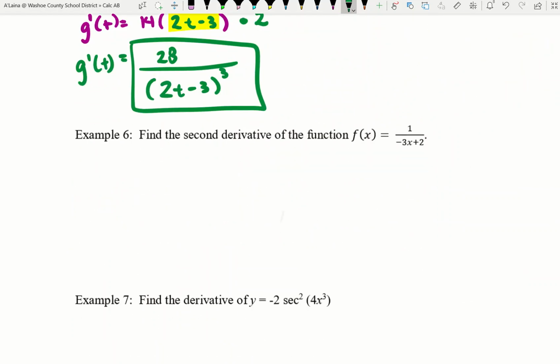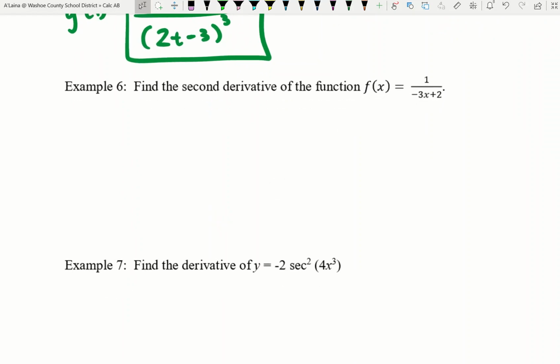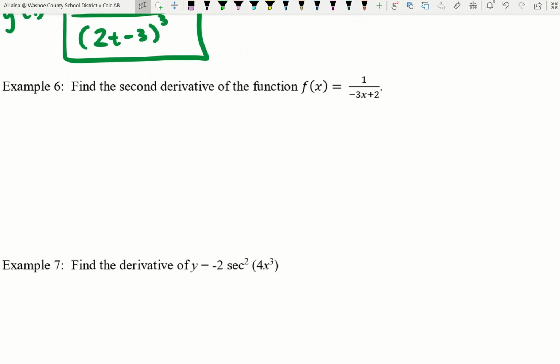For number 6, we want to find the second derivative of this function. And again, this is not a situation where you should be really using the quotient rule. Although it's possible, it's by far more labor intensive and much more likely that you're going to make errors. I would rewrite this function as 1 times -3x plus 2 to the power of -1. If you wanted, you could rewrite that as 2 minus 3x, which I kind of prefer, but I'll leave that up to you.